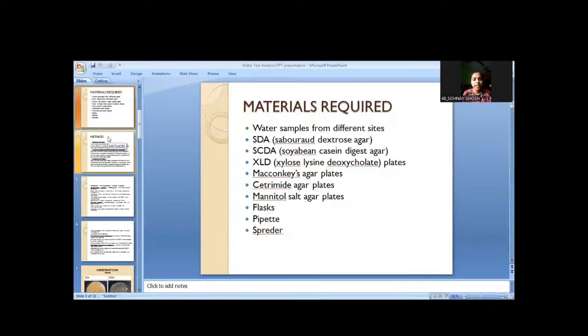In order to do water test analysis, the materials required were water samples from different sites, SCDA, that is soybean casein digest agar, SDA, Sabouraud dextrose agar, XLD, xylose lysine deoxycholate plates, MacConkey's agar plates, cetrimide agar plates, mannitol salt agar plates, flask, pipette, and spreader.